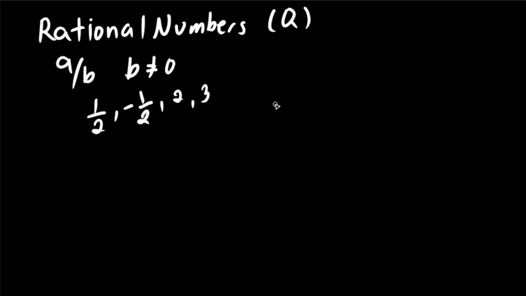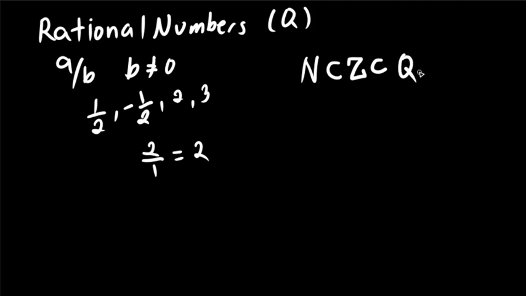Now, that makes me think the fraction 2 over 1 is equal to 2, right? And we all know that 2 is a natural number. It's also an integer. But any natural number or integer can be represented as a fraction, as 2 over 1. Right? So that must mean that the set of natural numbers and the set of integers are subsets of the set of rational numbers. Makes sense, right?